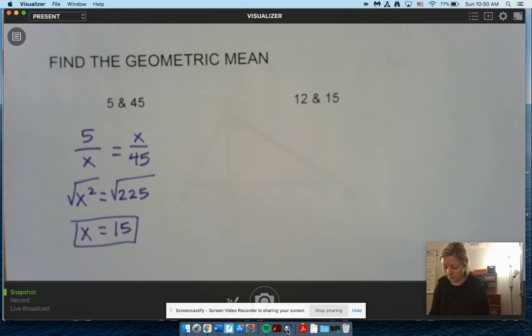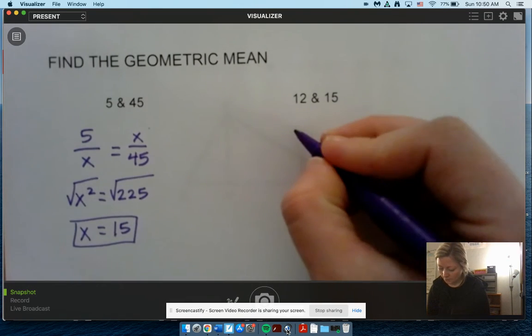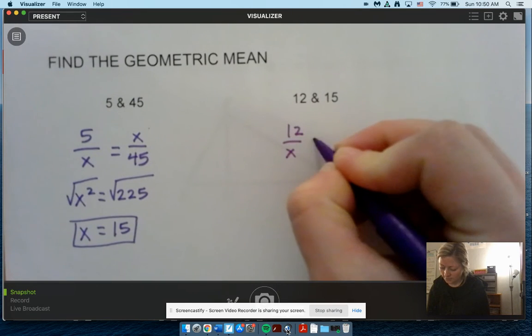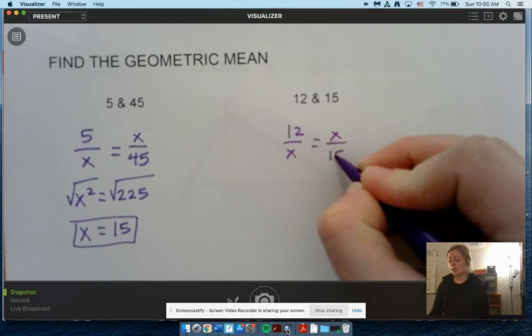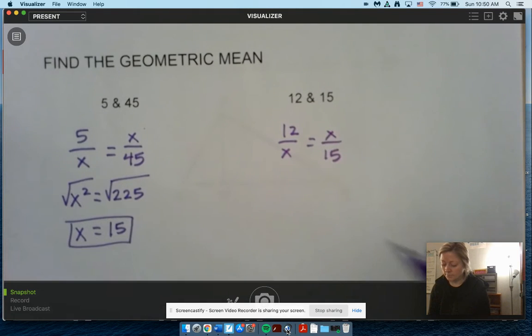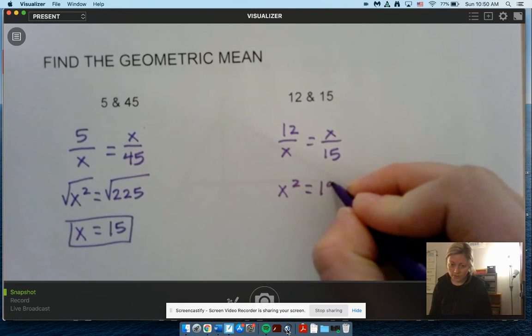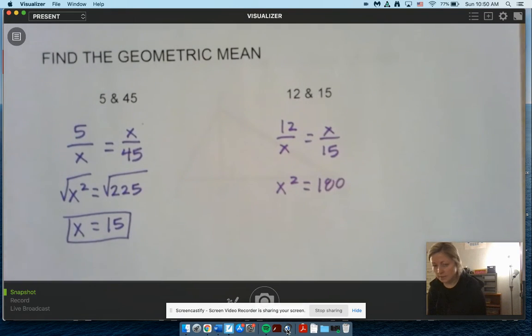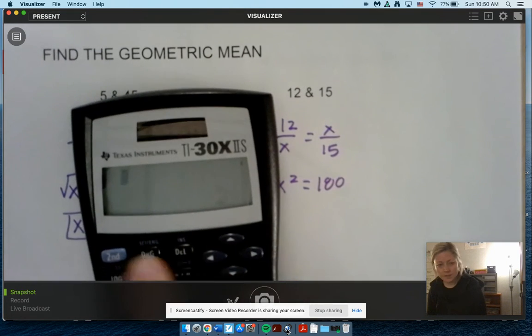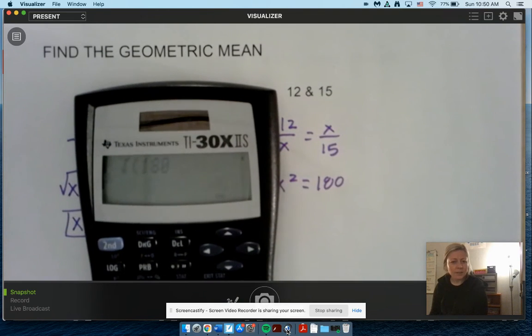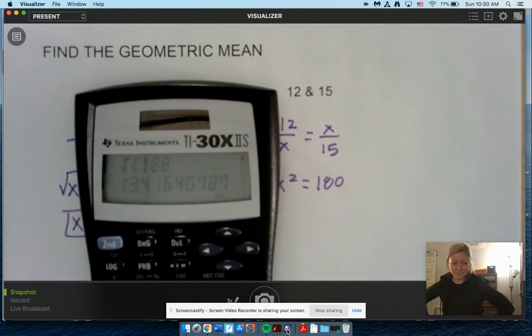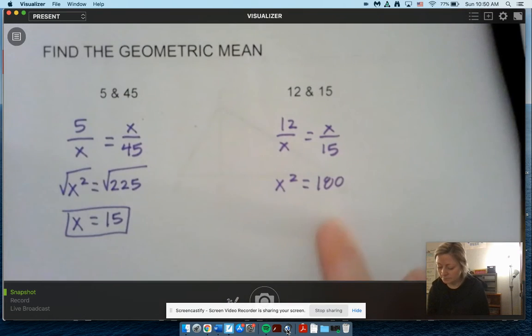Okay, our next one. Again, 12 over x equals x over 15, x squared. 12 times 15 is 180. So now when we take the square root of 180 in our calculator, oh yeah, we get a decimal. We're not going to be a fan of that. We don't want to have decimals in this lesson. So we have to break apart this radical.